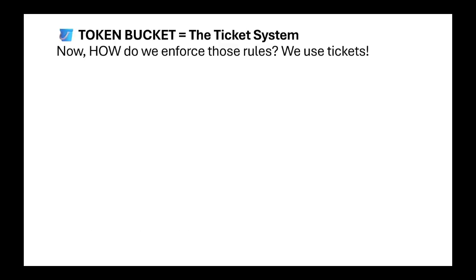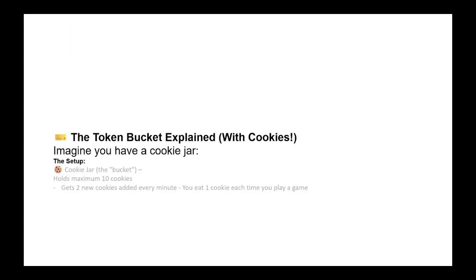And next we have the token bucket, which acts like a ticket system. Now how can we enforce these rate limiter rules? We use tickets for that, that is, tokens. Let me explain with a simple example using cookies. Imagine you have a cookie jar, that is the token bucket. In that cookie jar you have 10 tokens, or 10 cookies. You get 2 new cookies added every minute, and you can only eat one cookie at a time.